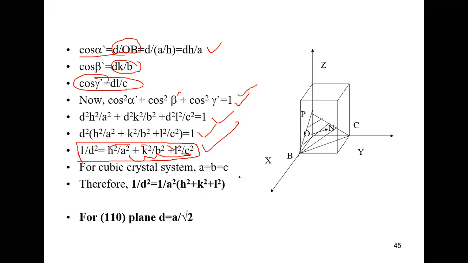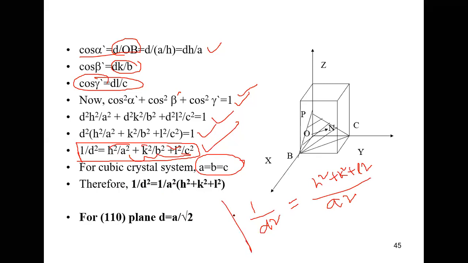So in case of cubic crystal system, A, B, C are equal. If we substitute A, B, C equal to A, it will be 1 by d square, and in the denominator it will be all A square, because A square, B square, C square all are equal. So finally, on the numerator it will be H square plus K square plus L square. So that's the relationship for cubic crystal system.